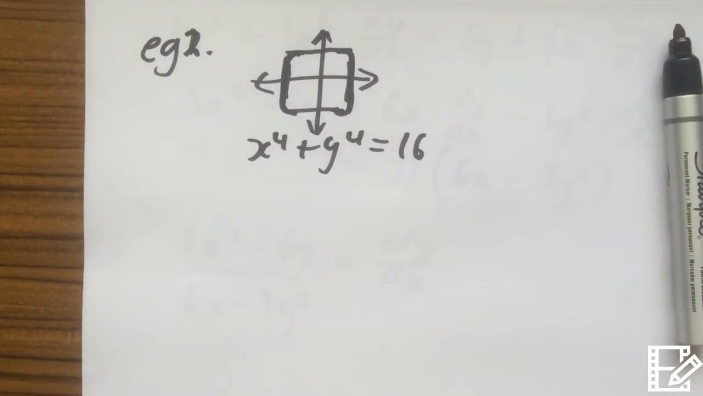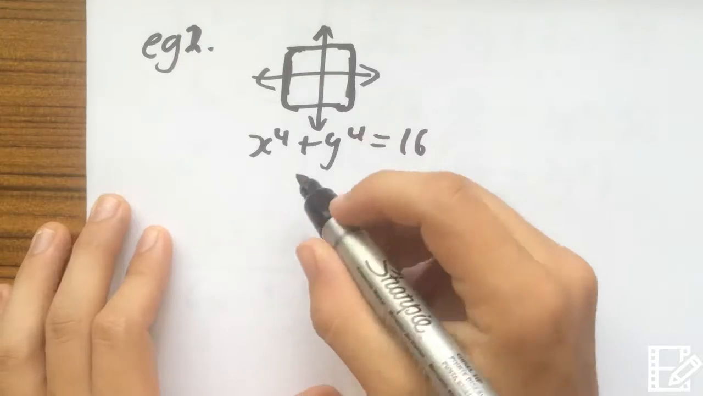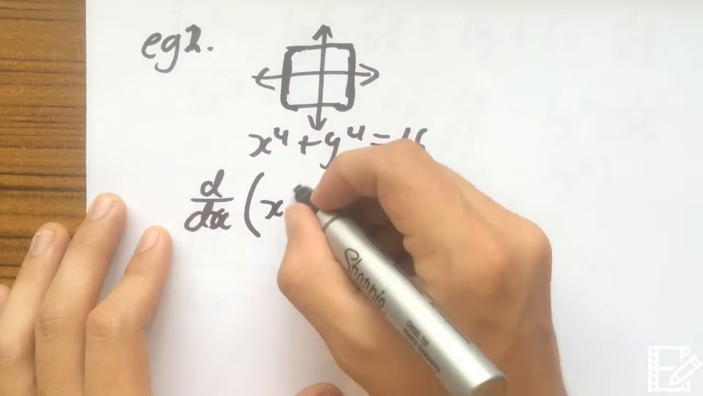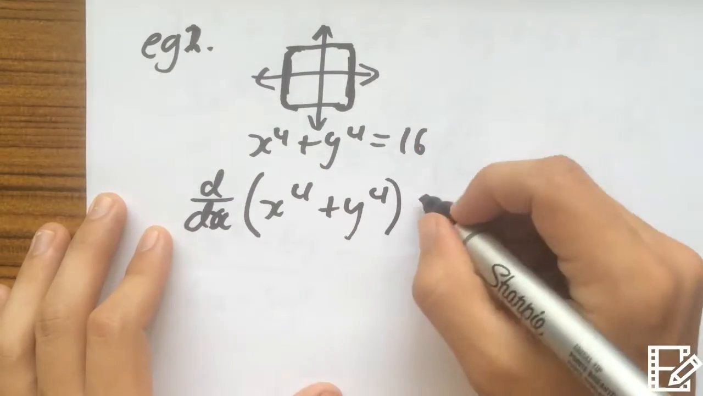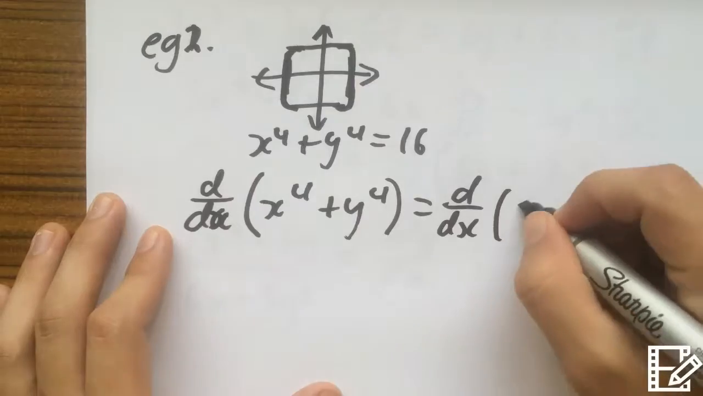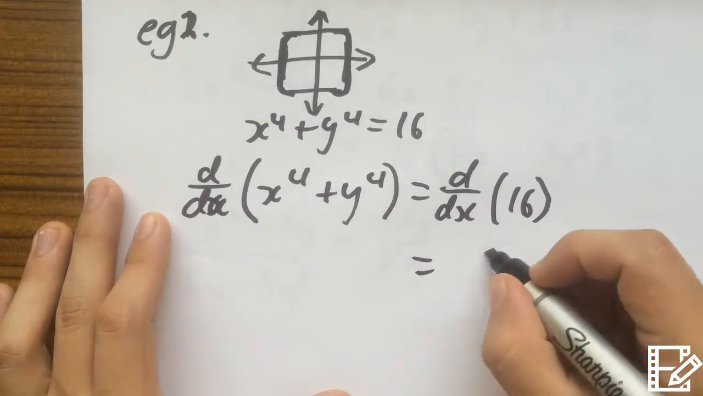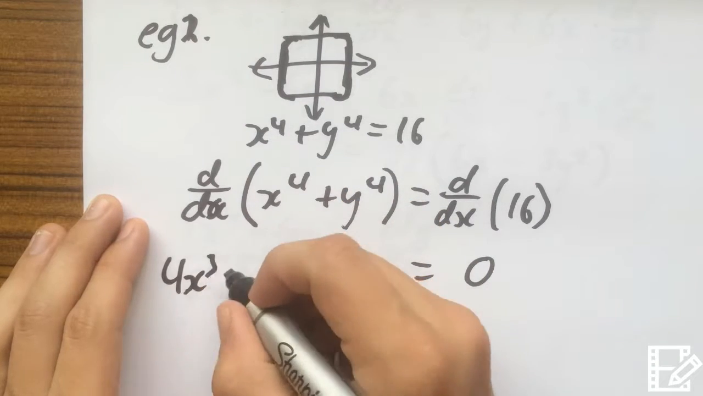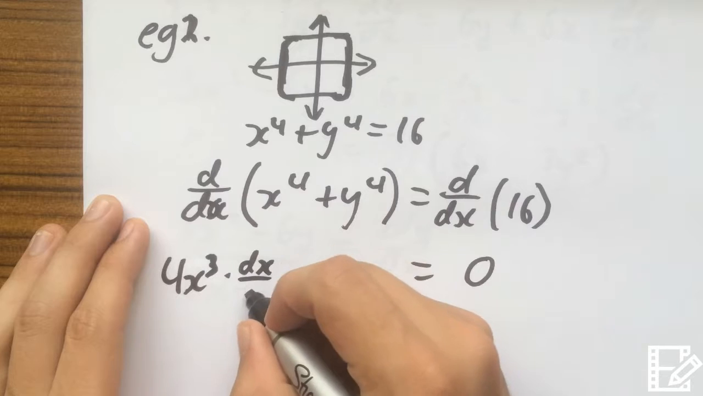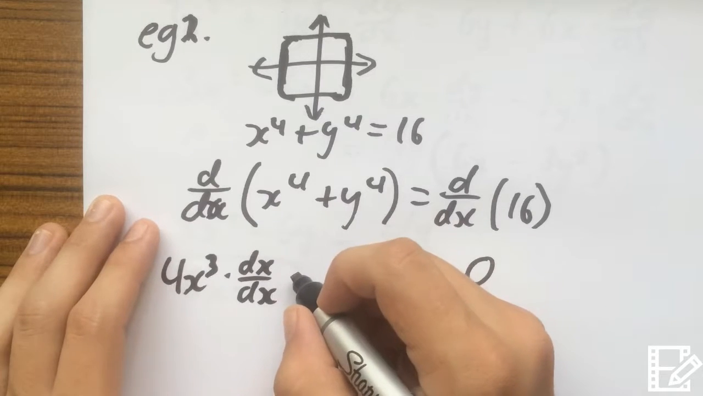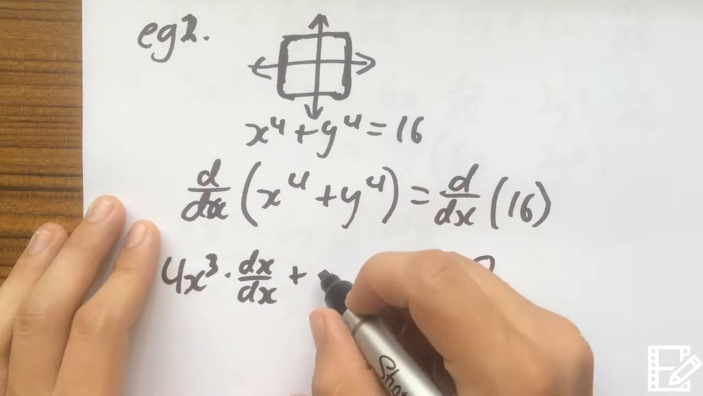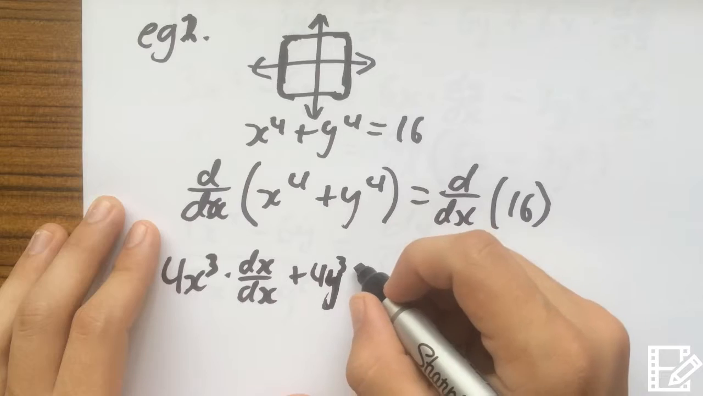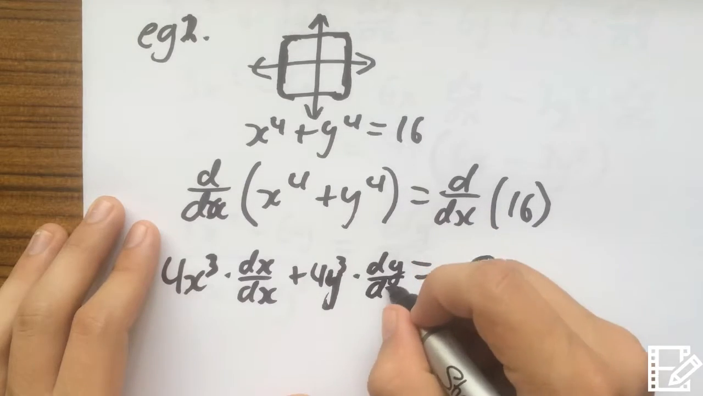Okay, so this one's pretty easy. We're just going to find the derivative of both sides, like usual. Okay, this side's going to be 0 straight up. This side, x to the power of 4 derivative is 4x to the power of 3 multiplied by the derivative of the inside, which is just dx with respect to dx, plus derivative of y to the power of 4 is 4y to the power of 3, because you take 1 off the power, and then you multiply by dy dx, because that is the derivative on the inside.